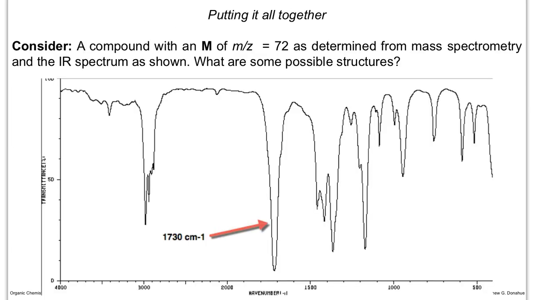So getting back to that data we had, 72, we came up with C4H8O. We came up with some structures. If we're given a piece of data, can we start ruling some things out and then possibly consider a smaller set of possibilities?